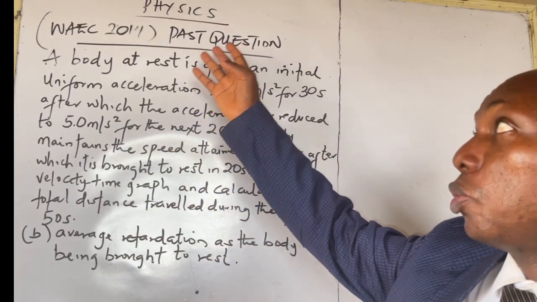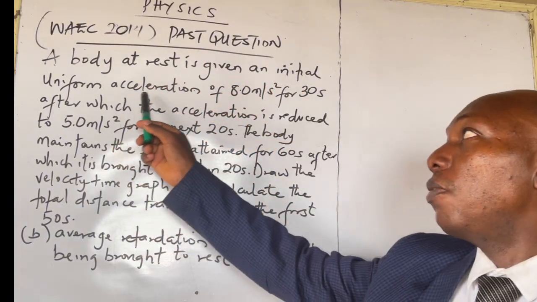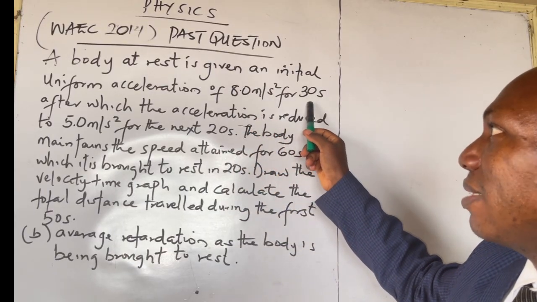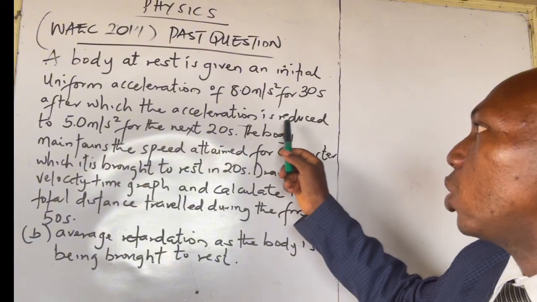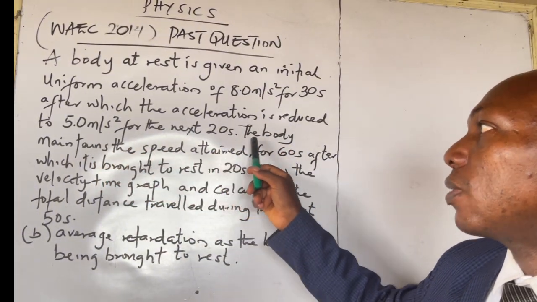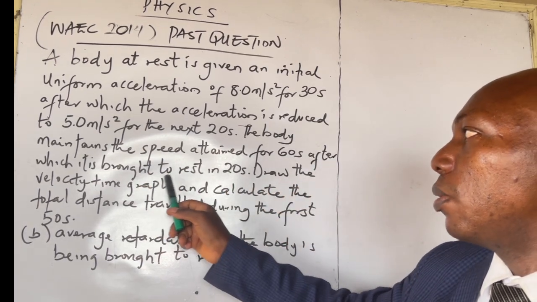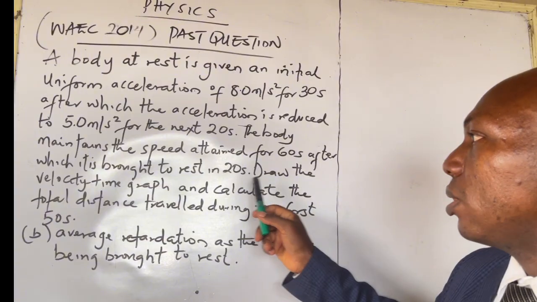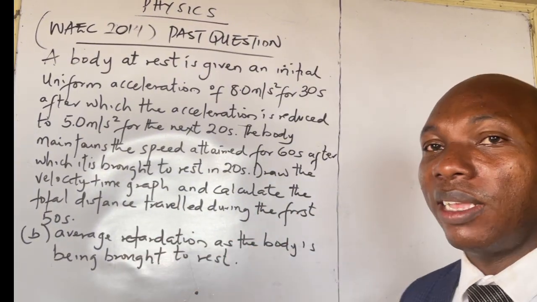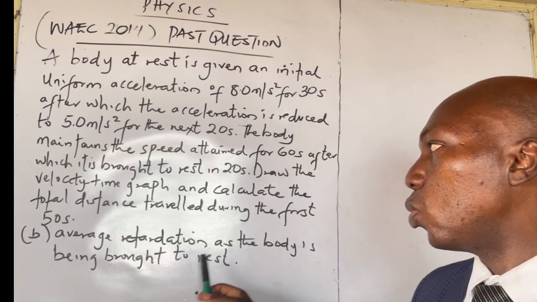Let's continue our class on motion with this class. This is past WAEC question 2014. A body at rest is given an initial uniform acceleration of 8.0 meters per second squared for 30 seconds, after which the acceleration is reduced to 5.0 meters per second squared for the next 20 seconds. The body maintains the speed attained for 60 seconds, after which it is brought to rest in 20 seconds. Draw the velocity time graph and calculate the total distance traveled during the first 50 seconds and average retardation as the body is being brought to rest.